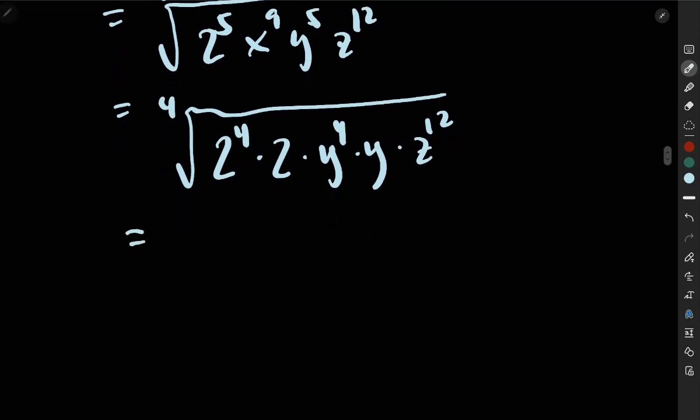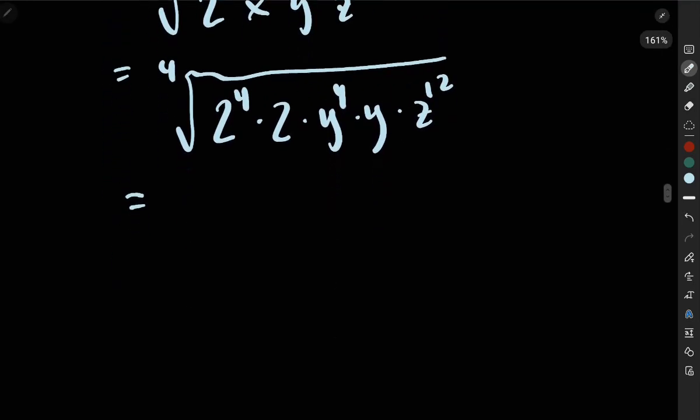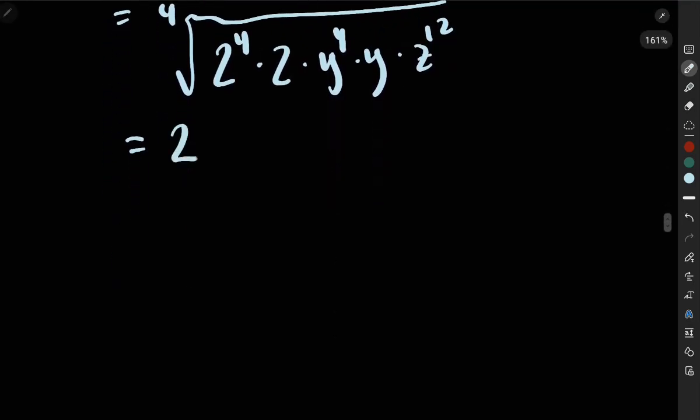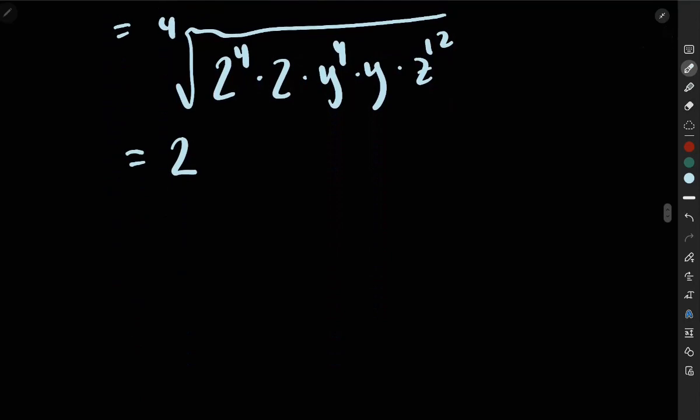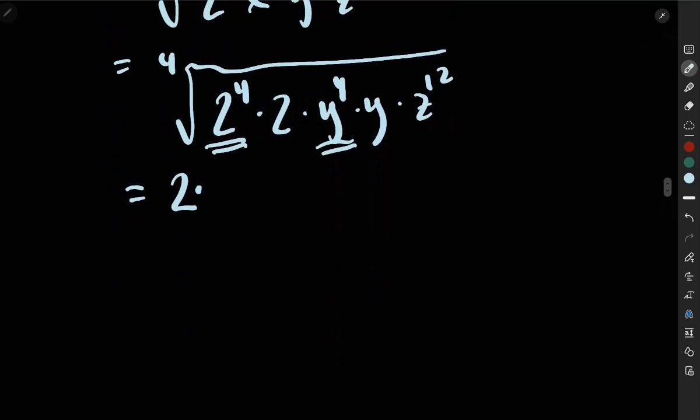Then we can take out now the 2 to the power of 4. What you will do is just divide the exponent by the root. So 4 divided by 4 is 1, so we can put out the 2. It becomes 2 to the power of 1, or just simply 2, so we're done with this. Next is y to the power of 4. Again we divide the exponent by the root. 4 divided by 4 is 1, so it's y to the power of 1, or just simply y.